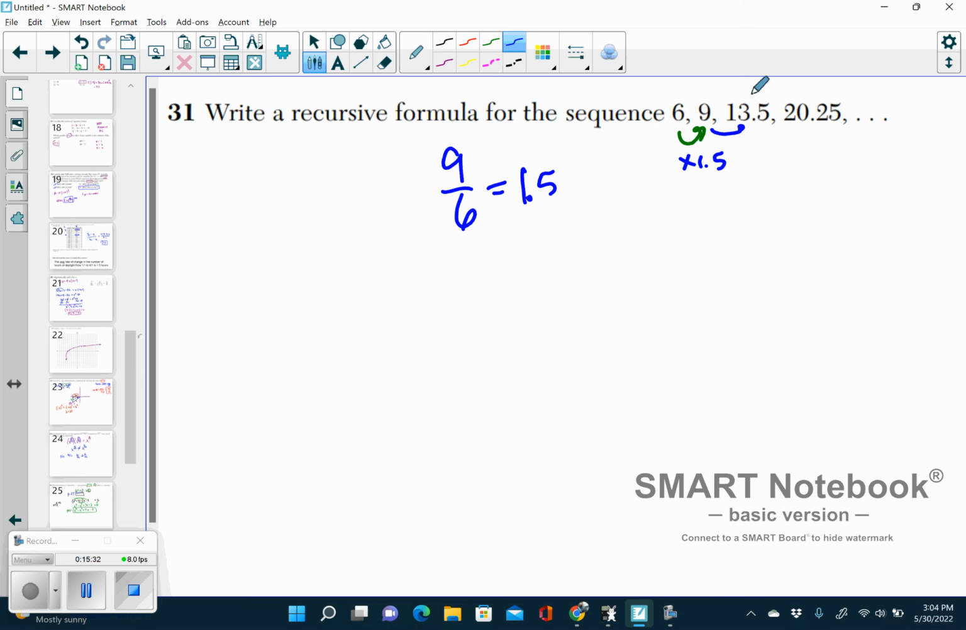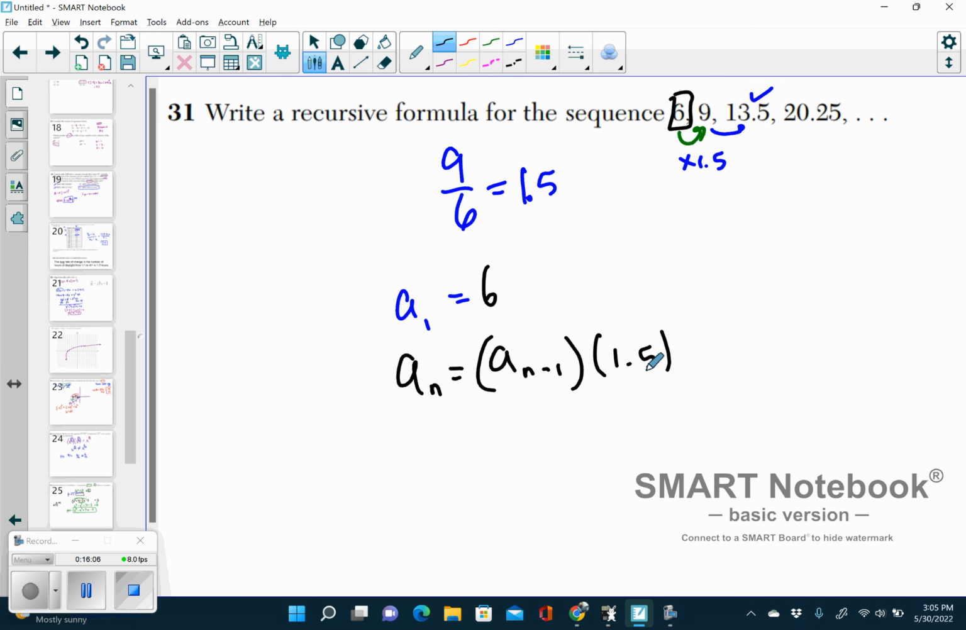So I think my pattern is multiplied by 1.5, and I can check it. 9 times 1.5, boom, is 13.5. So we're good. So my recursive sequence is going to be a1. I have to state what my first term is. So my a1 is 6. Boom. So I have that. And then to get every other term after that, I do times 1.5. So I do a n minus 1, which is I take my previous term, and I'm going to keep on multiplying by 1.5. And right there is my recursive sequence formula. Okay?